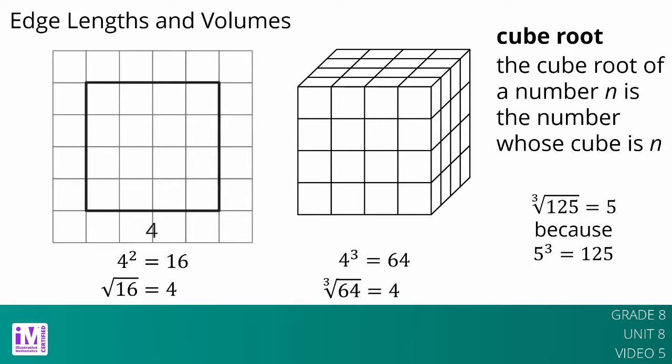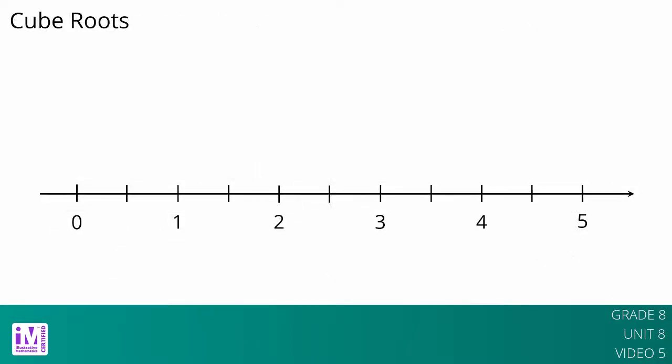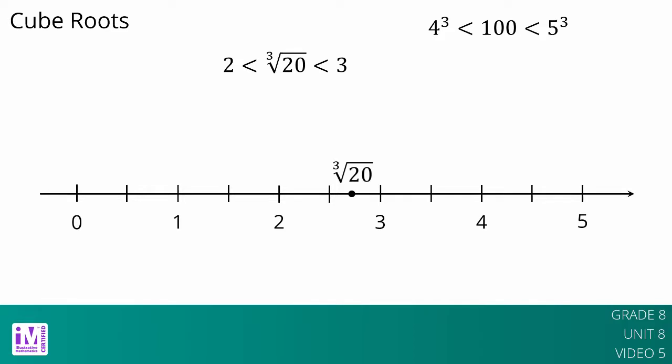We can approximate the values of cube roots by observing the whole numbers around it and remembering the relationship between cube roots and cubes. For example, the cube root of 20 is between 2 and 3, since 2 cubed equals 8 and 3 cubed equals 27, and 20 is between 8 and 27. Similarly, since 100 is between 4 cubed and 5 cubed, we know the cube root of 100 is between 4 and 5.